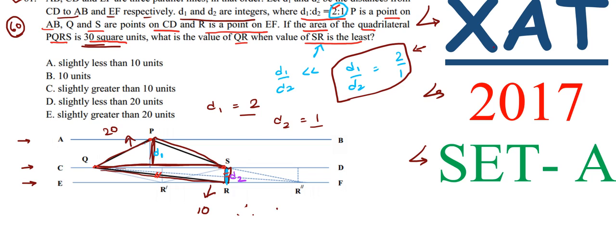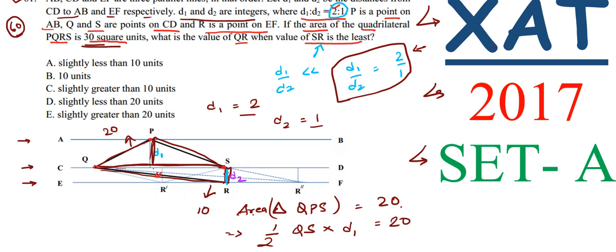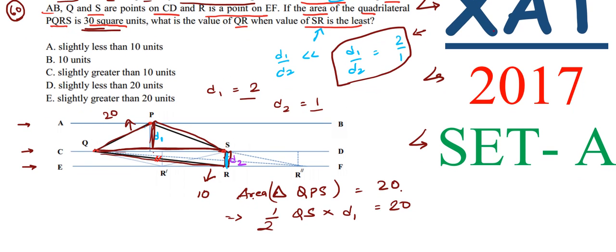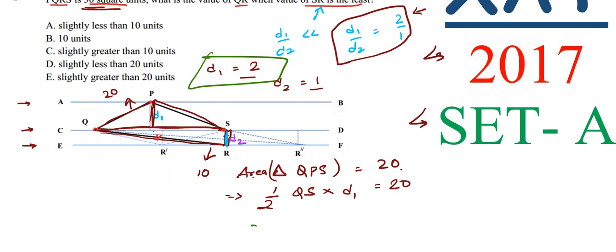So the area of triangle QPS is taken to be 20, which can be given by half into base into height. Our base is QS into our height, from P to CD, so our height is D1. So we will write half into QS into D1 which is equal to 20. Our D1 value has been found out, which is equal to 2. So from here we can say that QS is equal to 20. So we have got the length of QS here, which is 20. We have the length D2 which is 1.